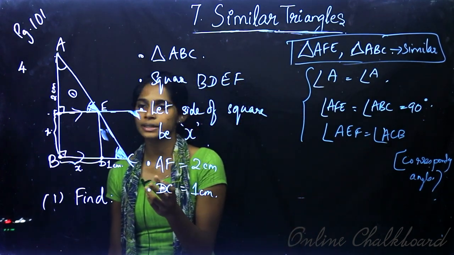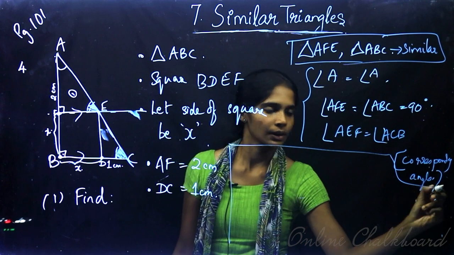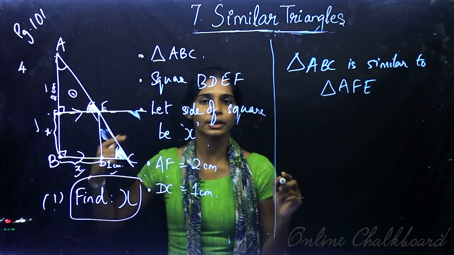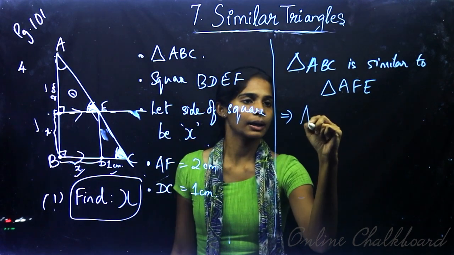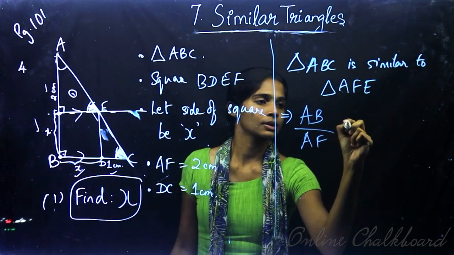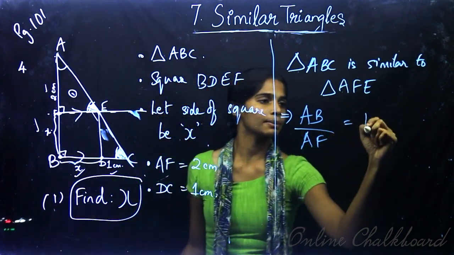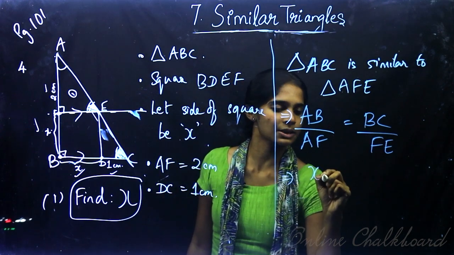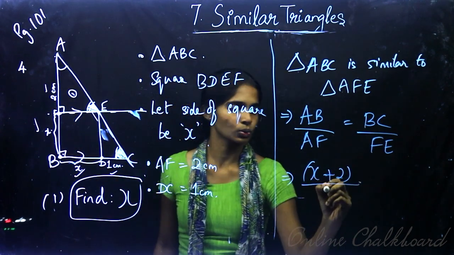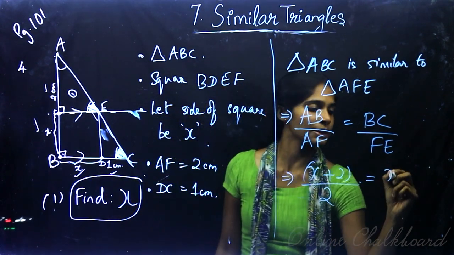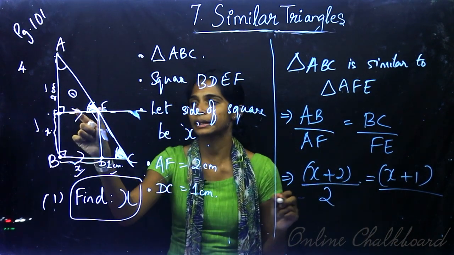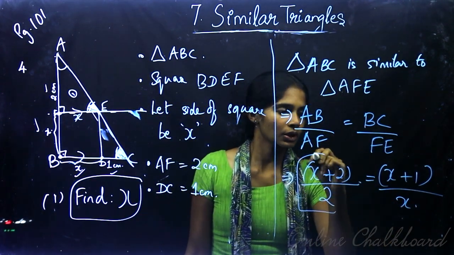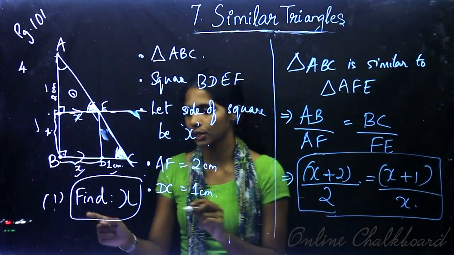Similar triangles have the advantage that the ratio of the sides will be equal. So triangle ABC and triangle AFE are similar, and the corresponding sides are in the same ratio. So we can write AB by AF is equal to BC by FE. This implies AB is X plus 2, divided by AF, which is 2, is equal to BC, which is X plus 1, divided by FE. It is a square, so this side is also X. So X plus 1 divided by X. If we solve this equation, we can find the value of the side X.